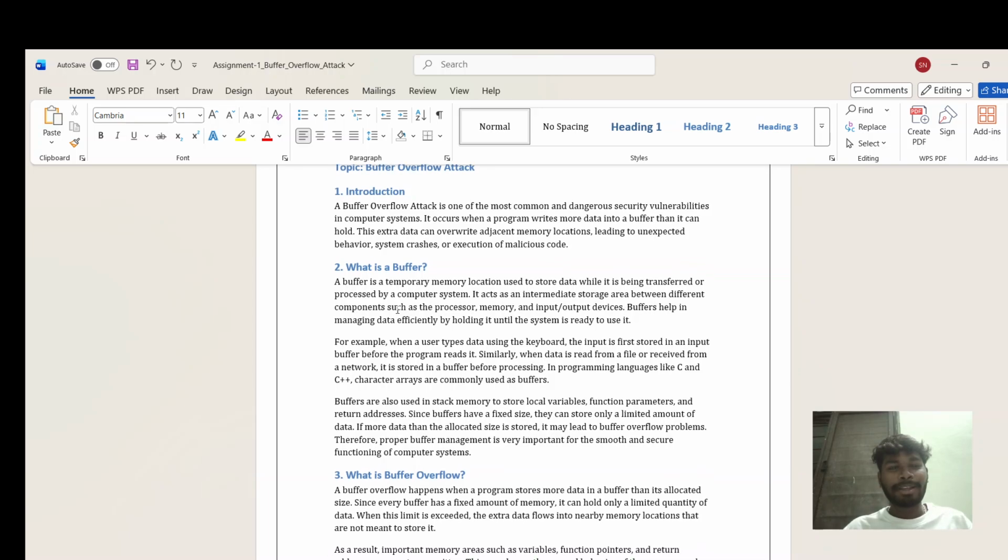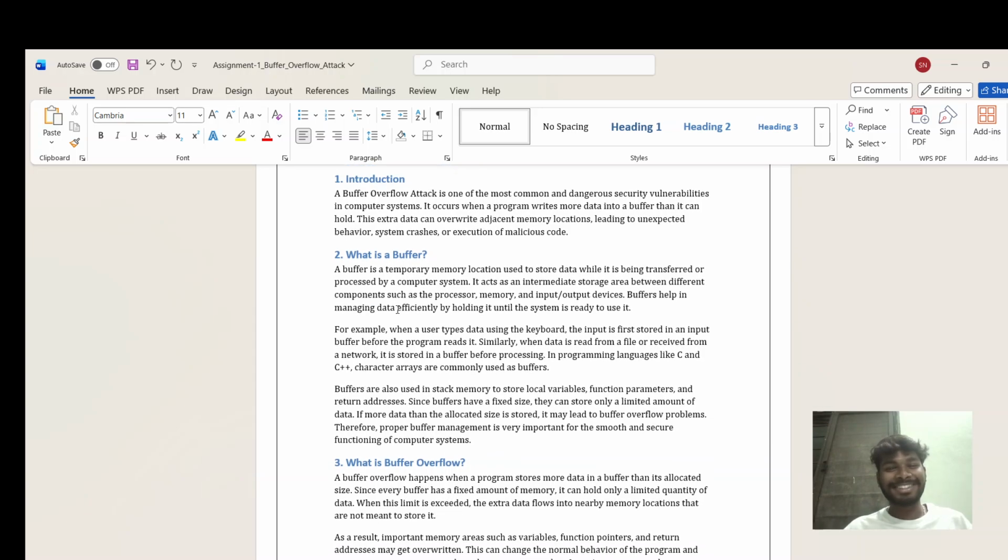What is a buffer? A buffer is a temporary memory location used to store data while it is being transferred or processed by a computer system. It is an intermediate storage area between different components such as processor, memory, and input or output devices. A buffer helps in managing data efficiently by holding it until the system is ready to use it.